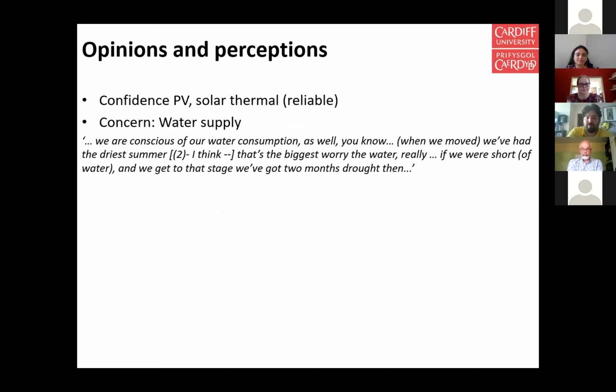They were very happy with their electrical systems. They understood the PV, the solar, and the storage systems. They were very happy with all of that, and they knew that the diesel was there to back them up.